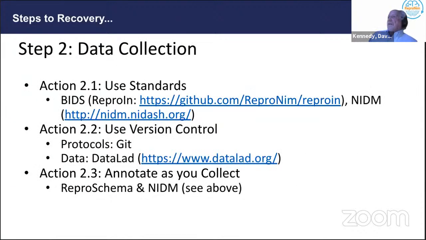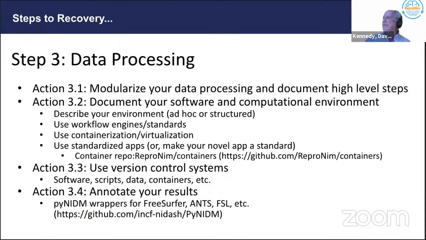For data collection, BIDS for the neuroimaging community, and the Neuroimaging Data Model together, really make it possible to completely represent our data sources, using version control on our data, Git, and our data processing between Git and DataLad. And annotate as you collect, making sure you apply annotation along the way, so that again you don't run into this bottleneck at the end.